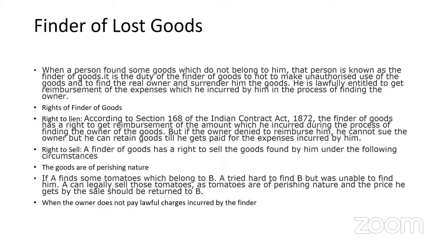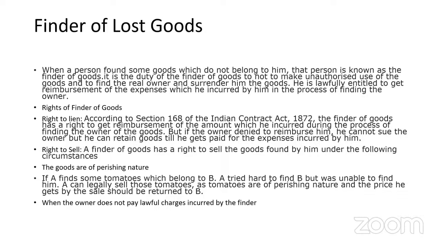A finder of lost goods can sell the goods that were found by him only under two circumstances. What are those two circumstances? The first circumstance is when the goods are of perishable nature, right? So you found a big bag of mangoes, a big bag of onions, a big bag of tomatoes. It might take 10 days, 15 days, or 1 month also to find the owner.